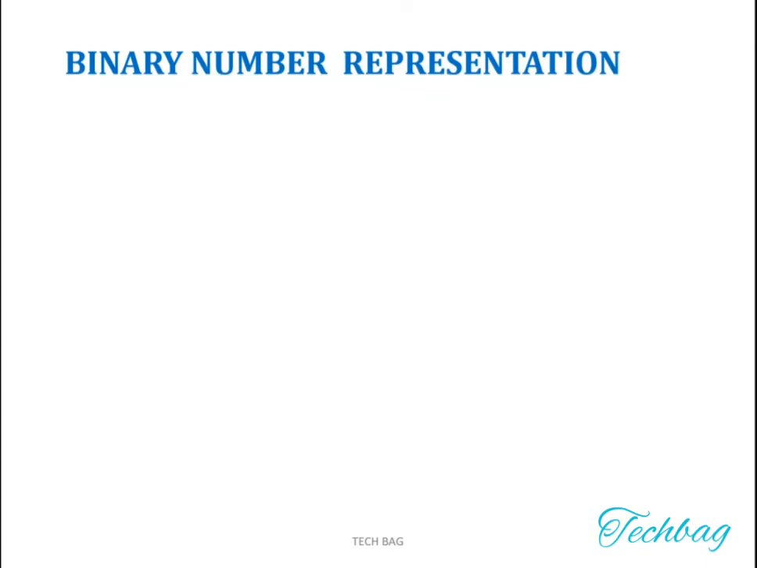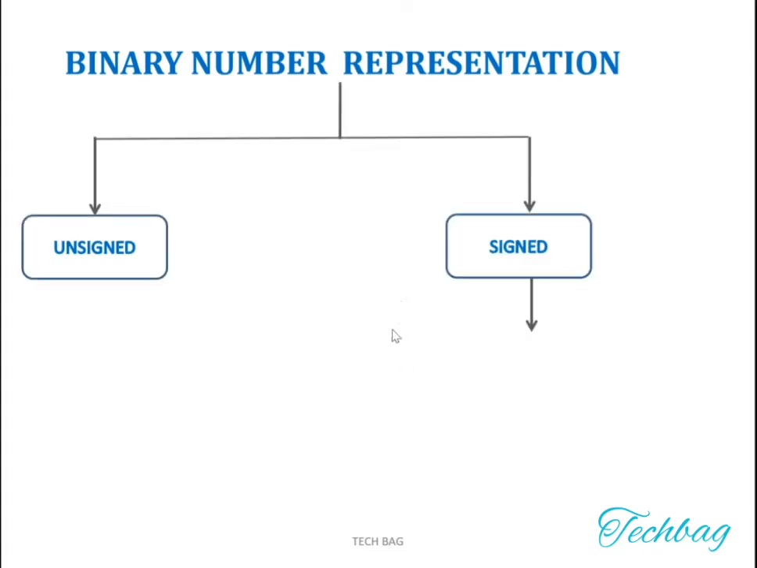In this video, we are going to learn about binary number representation. Binary number can be represented as unsigned number or signed number. In unsigned magnitude representation, all the numbers are considered as positive ones. No negative number is represented by using unsigned number representation. And in signed number representation, we can represent both positive and negative numbers.